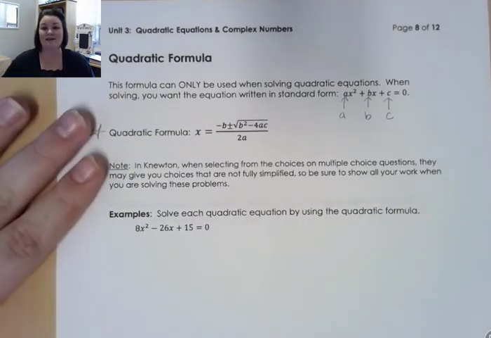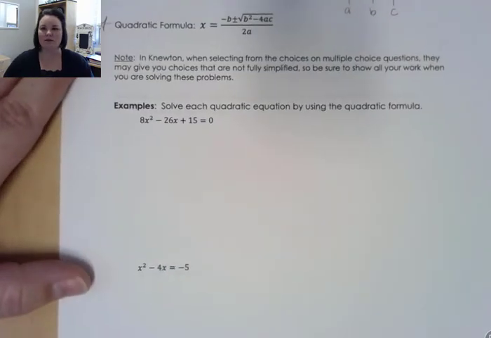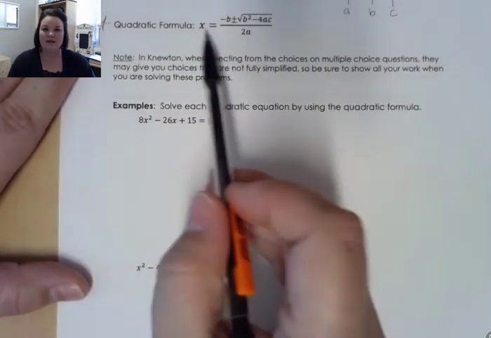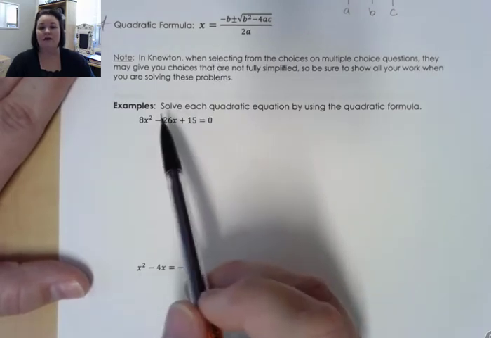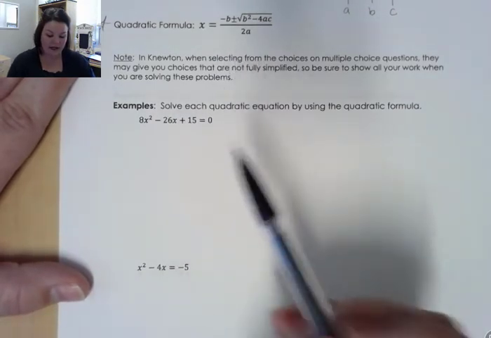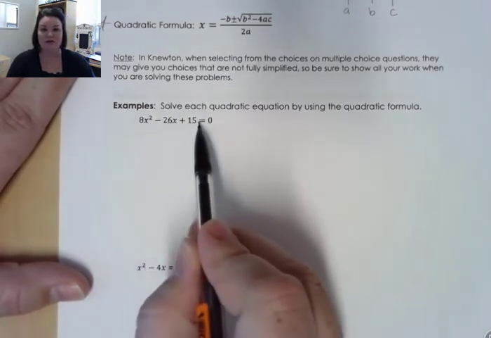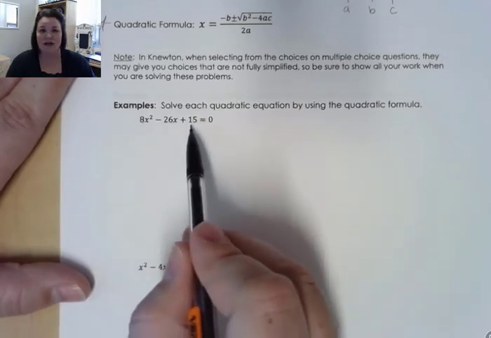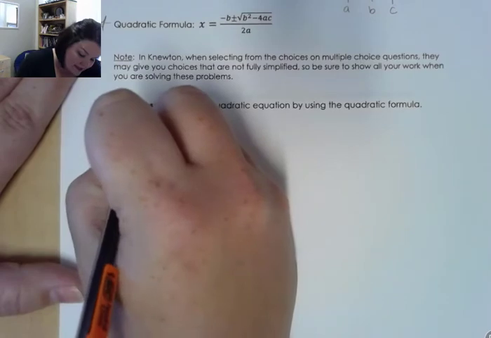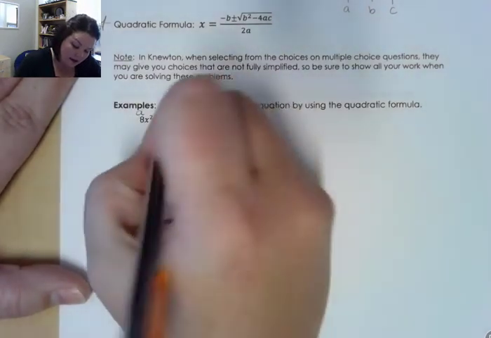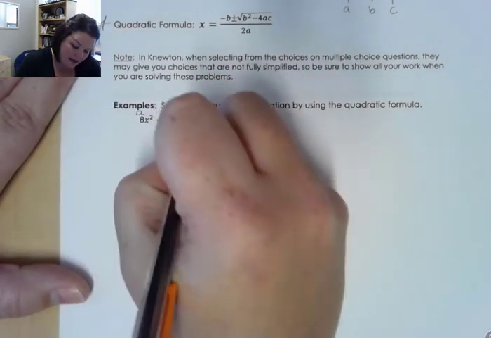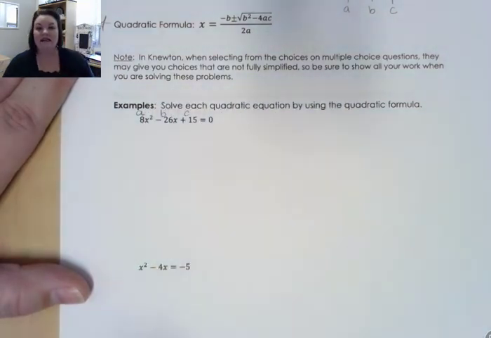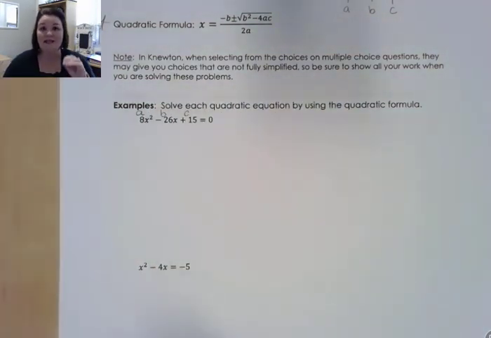Okay, so let's look at some examples. I'm going to go ahead and move my paper up so I can leave this up at the top. So I first need to identify what A, B, and C are. And I don't do that unless this is written in standard form, which this one is. Everything's on one side in descending order equal to 0. So that means that 8 is my A, negative 26 is my B, and positive 15 is my C. Okay, the signs go with the number, but the x's do not, when we plug them in.